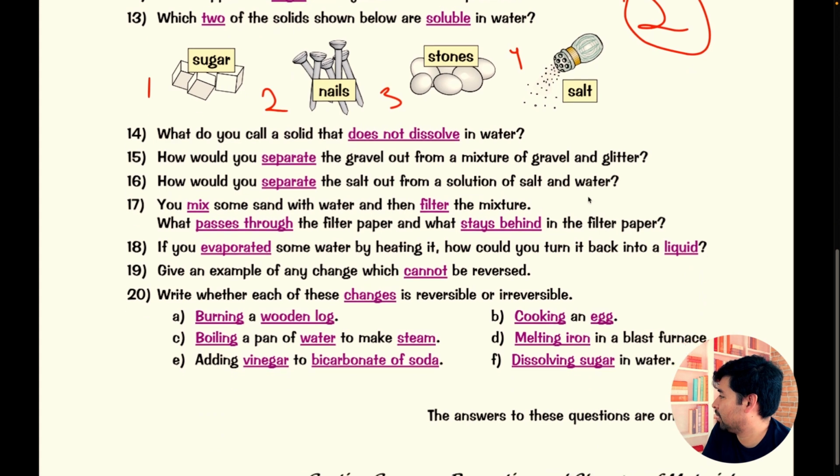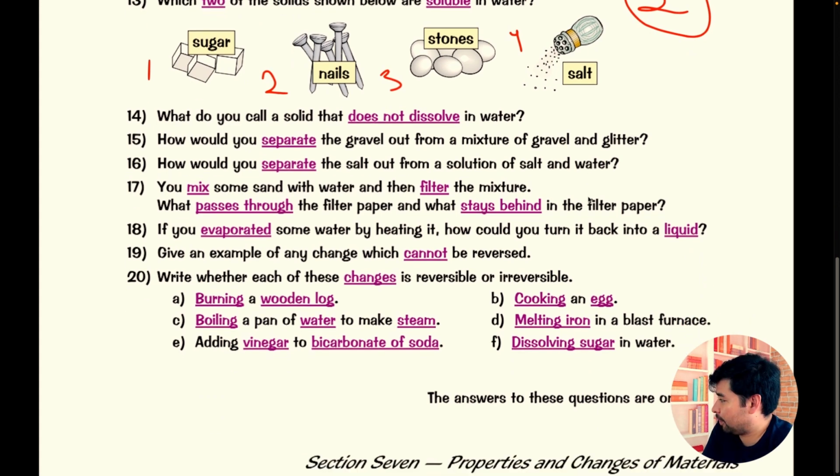Going down. 14. What do you call a solid that does not dissolve in water? What is the name that we give to a solid that does not dissolve in water? Teacher, I don't remember. Go back, right?